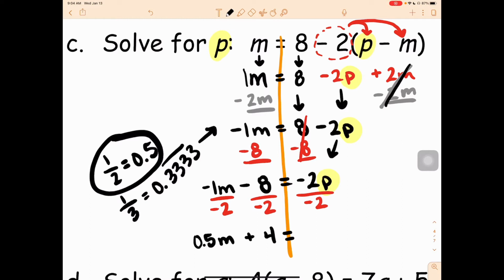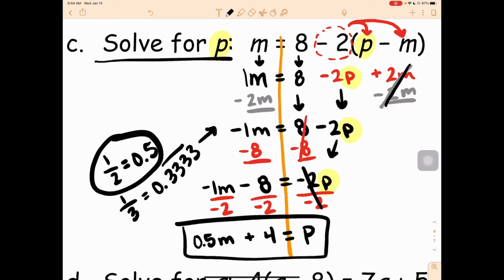These two negative 2's cancel out to 1 because negative 2 divided by negative 2 is a positive 1. So all we're left with is 1p. And that's what we did. We solved for p. So this is your answer, okay?